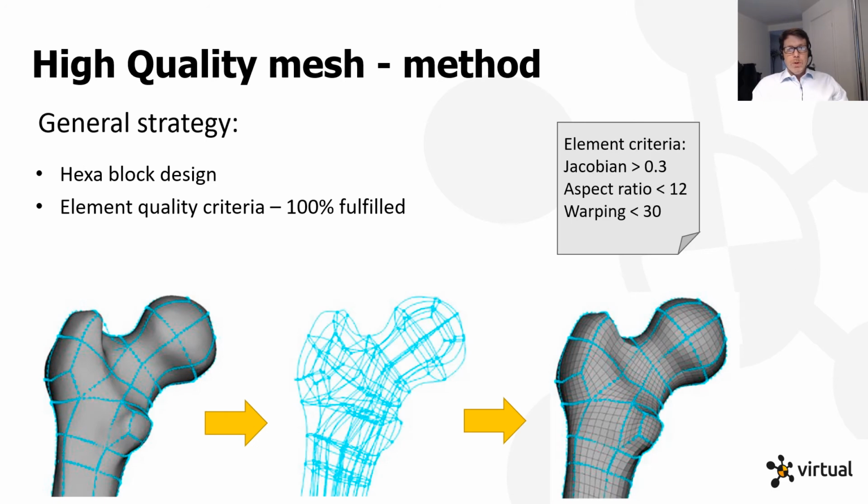Preferably, we should use quad and hexahedral elements to maximize speed and accuracy. In particular, we should use this in parts where we want to evaluate injury on tissue level. In order to do this, we have used a hexablock design in the ANSA preprocessor. We have used some predefined element quality criteria that you can see to the right, and we have made sure that 100% of the elements fulfill these criteria.